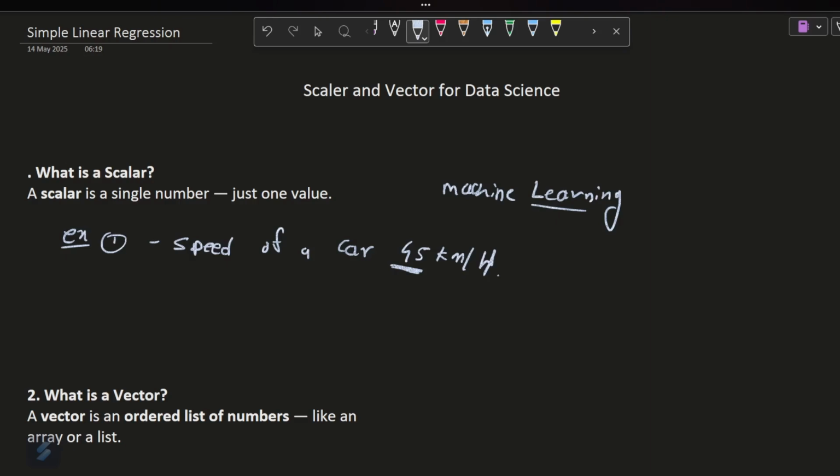Similarly, the second example is temperature in Celsius. Let's consider 35 degrees Celsius. This is a scalar value. This is a single numerical value.